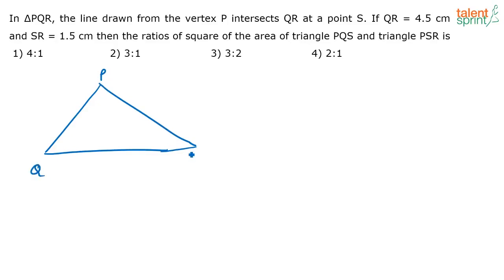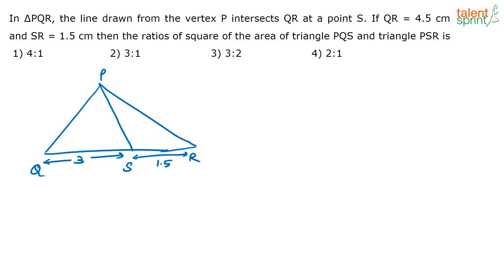P, Q and R, okay. So I am drawing a line like this. This length is 1.5 and this length is 3, correct, because they are saying the total length is 4.5. Now what are they asking? Then the ratio of the square of the area of triangle PQS and triangle PSR is dash. Okay, so here see how you have to find the ratio of the square of the areas of these two triangles, right, this triangle and this triangle, this is S.